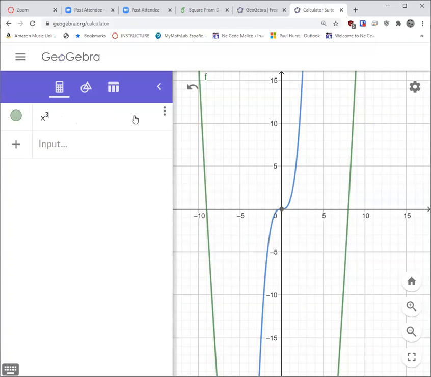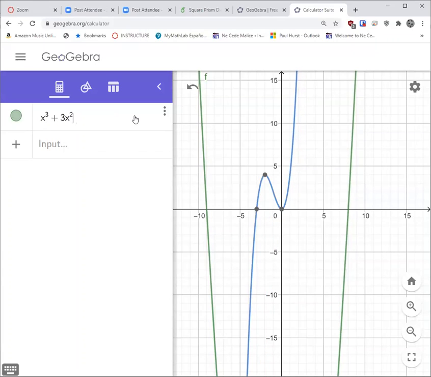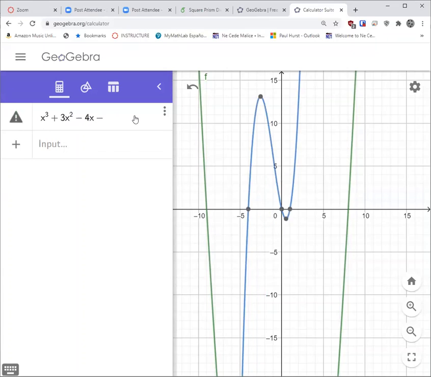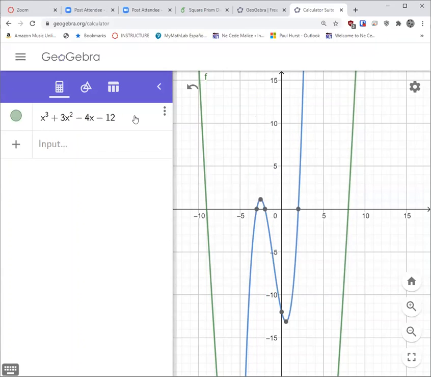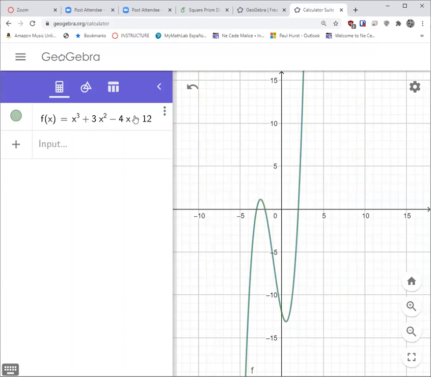That was x cubed plus 3x squared minus 4x minus 12. Okay, so here's the graph. It comes up like this, and then it goes down, and it comes back up like that. Okay, now we can go back to the graphs and try to figure out which one that is.